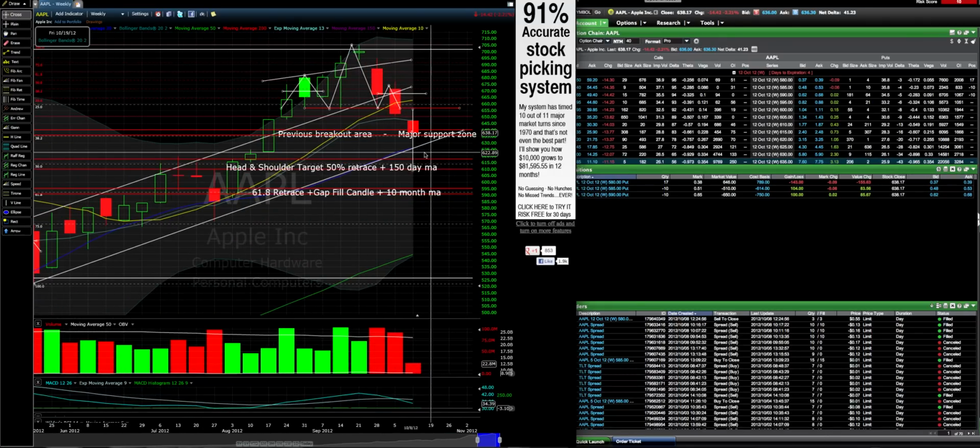If we do close below the 20-week moving average this week, that would be really scary. But either way, that's got to hold for the week, and I'm actually in all the way down here, so I should be good to go.